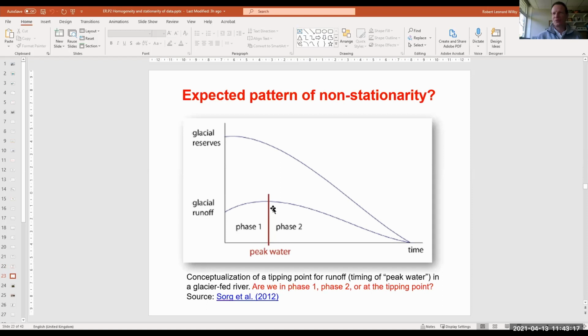Yeah, thank you for that. But I hope you can see the importance of where we sit on this theoretical curve in terms of interpretation of the non-stationary behavior, in terms of the physics. And I think this is actually a critical research question, not just for Central Asia, but for us Europeans. What is happening to the snow and ice across Europe? Are we in phase one, phase two, or at the tipping point?